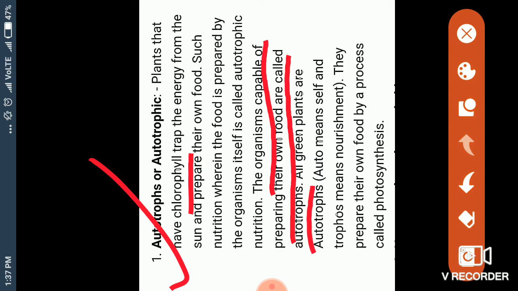Plants are autotrophs and we are all heterotrophs because we are unable to make our own food. Auto means self, means yourself, and trophos means nourishment. Nourishment means to fulfill all kinds of nutrition. And this process is called photosynthesis. You studied about it many times. Understand?